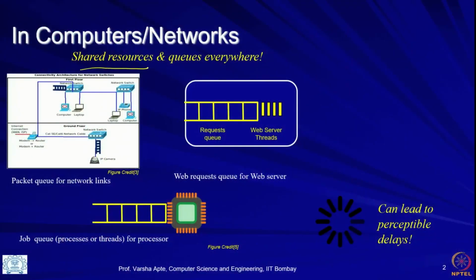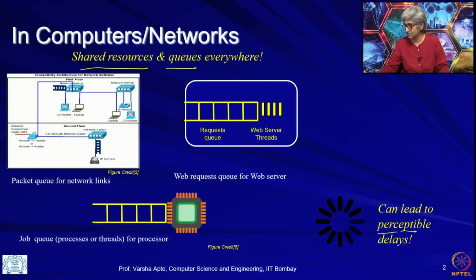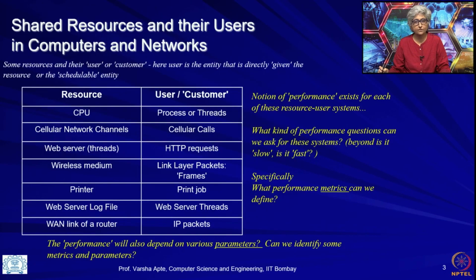So, in the previous lecture we had done a lot of discussion about shared resources and queues. We had discussed that delays are basically a result of contention for shared resources, and that resources in computers and networks include things like network links, web server threads, CPU, and we had also made a list of pairs of resources and their user or customer entity.